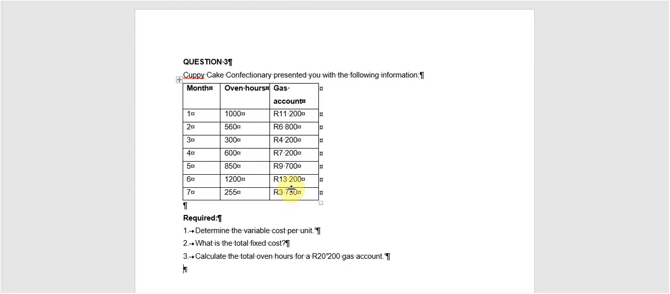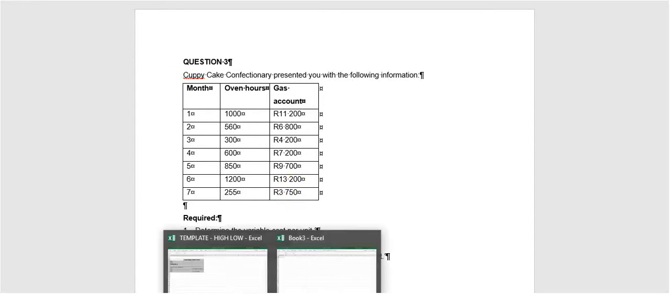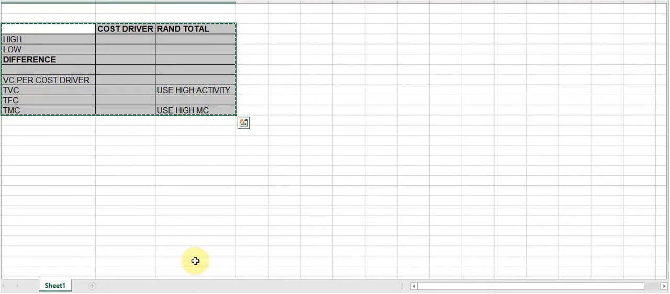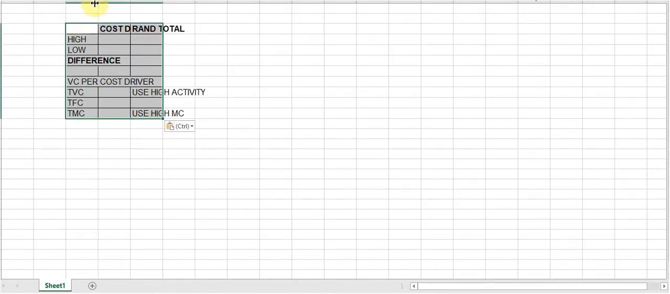In the first required part, they say determine the variable cost per unit. Then they ask you what is the total fixed cost, and they say calculate the oven hours if the gas account is 20,200 rand. Again, I have my template. I am just going to copy my template onto a new spreadsheet.